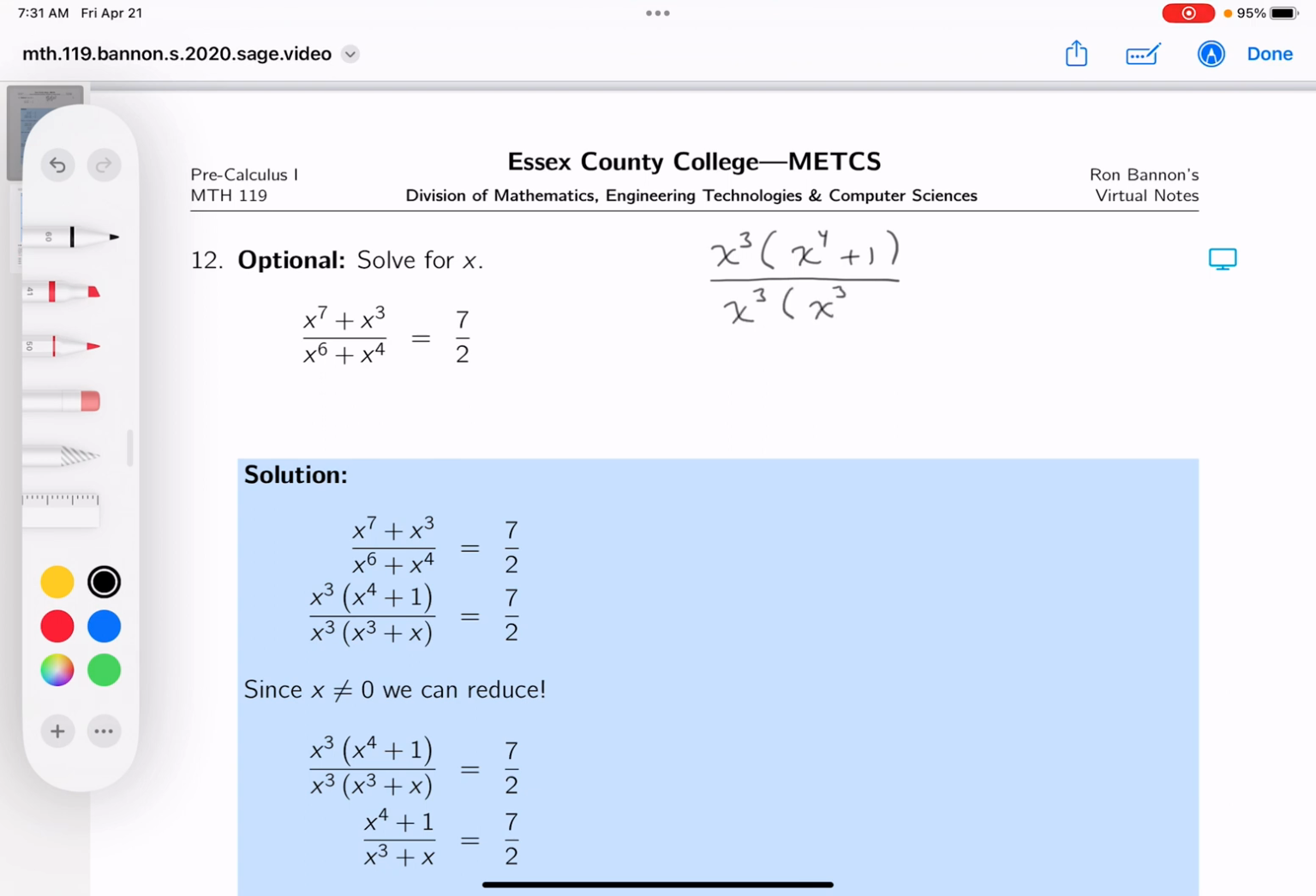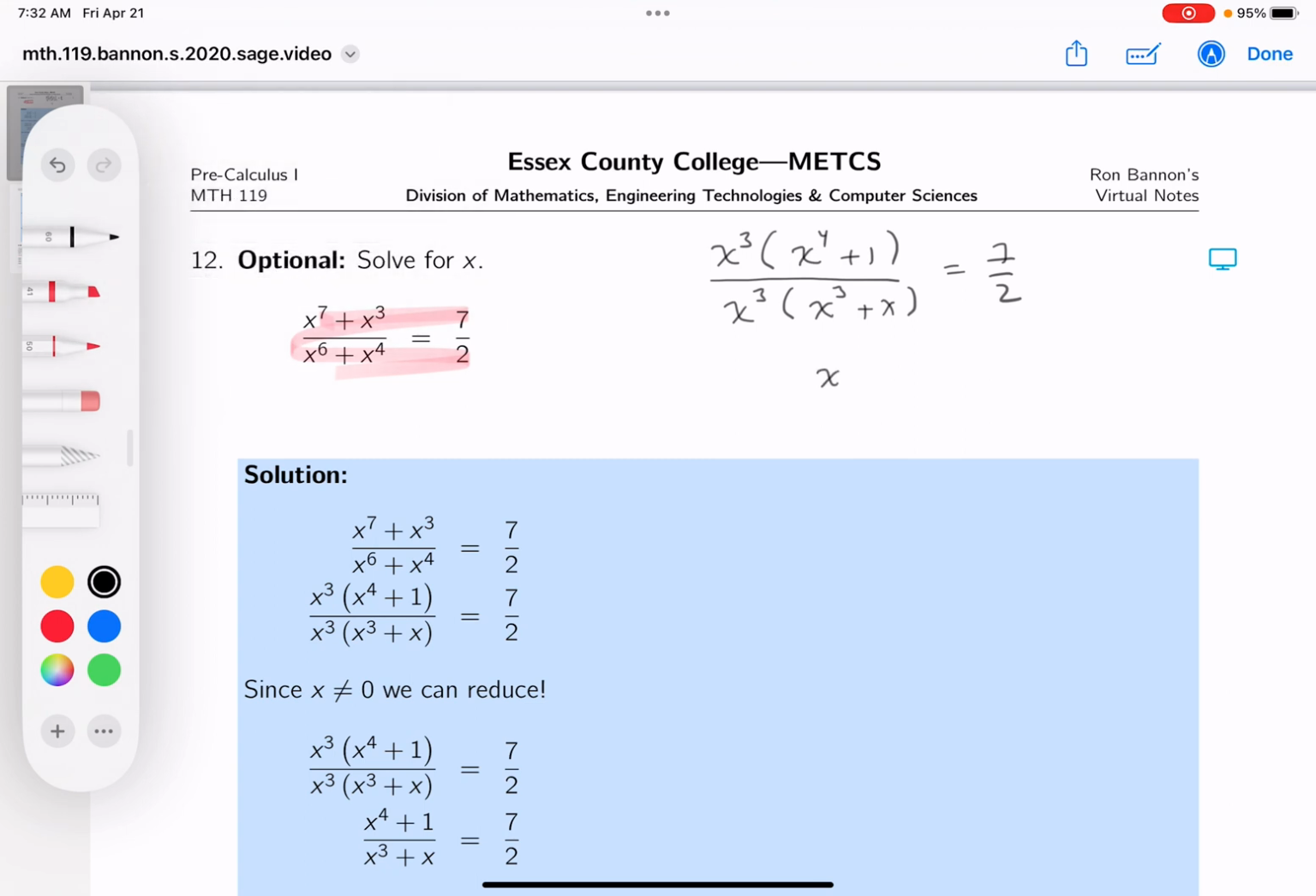You would get x cubed, let's see, plus x. That's not so bad. And that equals 7 halves. Now, one thing I know by looking at the original problem, and this is the original problem, there's no way x equals 0 is the solution to the problem. So I can cancel off, and I get something pretty simple.